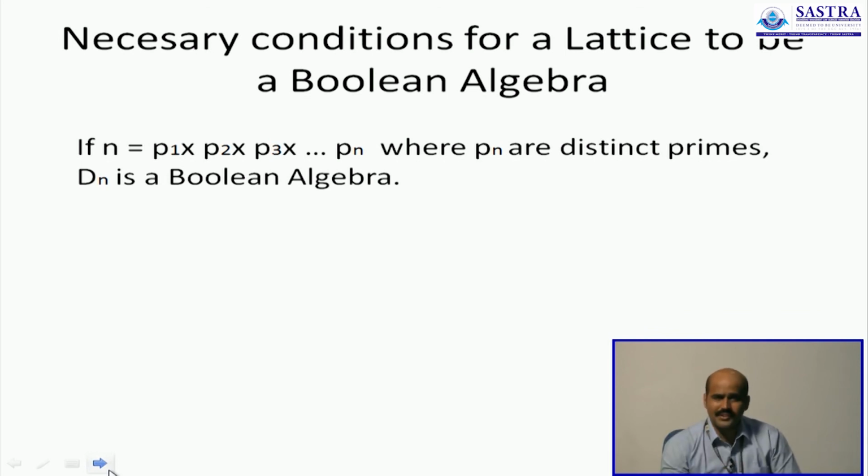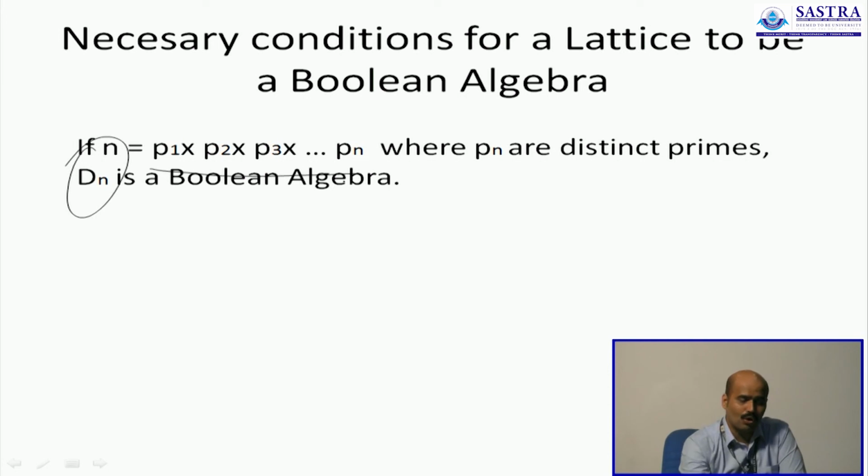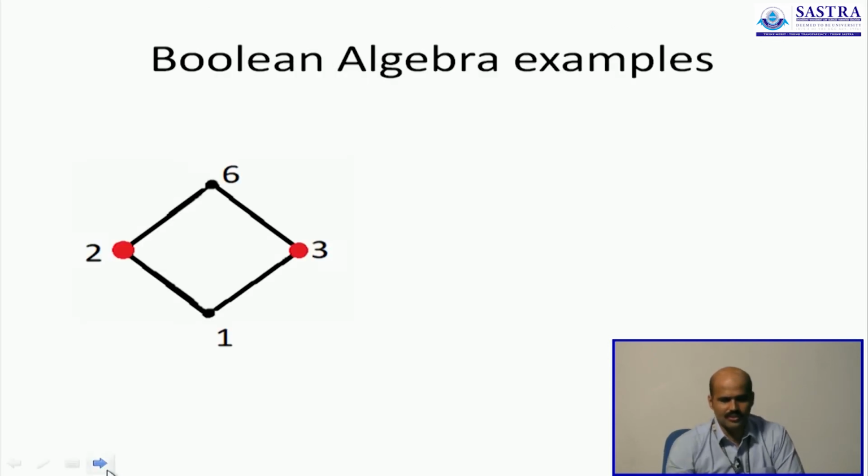Second, and the most interesting of the conditions that we learn: a poset Dn can become a Boolean algebra if n is factorized as a product of prime numbers, not even powers of prime numbers, only distinct prime numbers. If that's how you factorize n, then the corresponding Dn will obviously be a Boolean algebra. That's what this result says. Now we'll check it out.